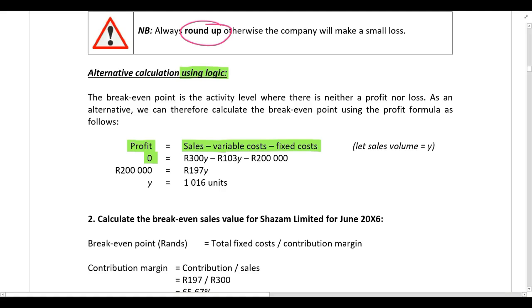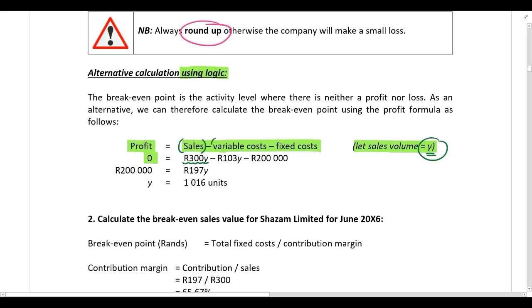So we are going to let the sales volume equal Y. That is the unknown that we are solving for. So sales is made up of your selling price per unit multiplied by the number of units. So the selling price per unit is 300 Rand. So total sales will be 300Y, because the number of units is Y. That is the unknown that we are solving for.